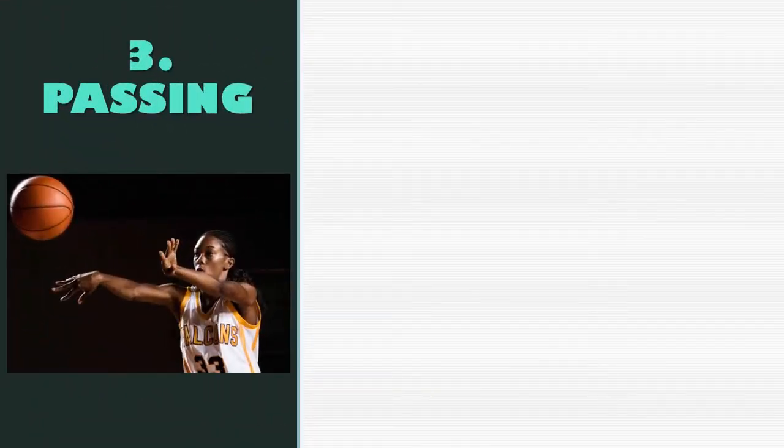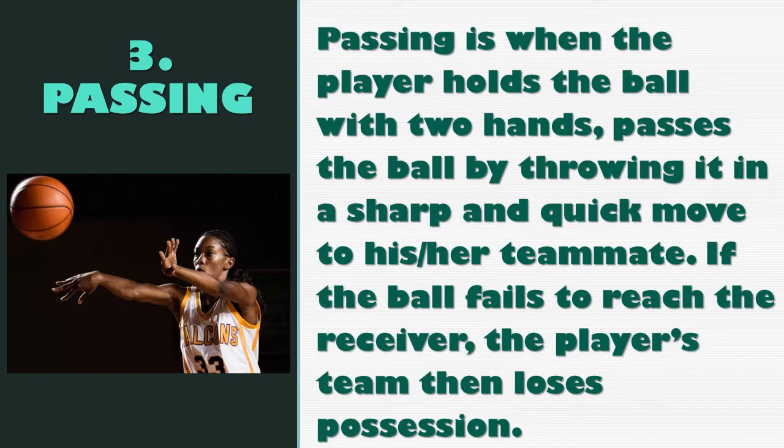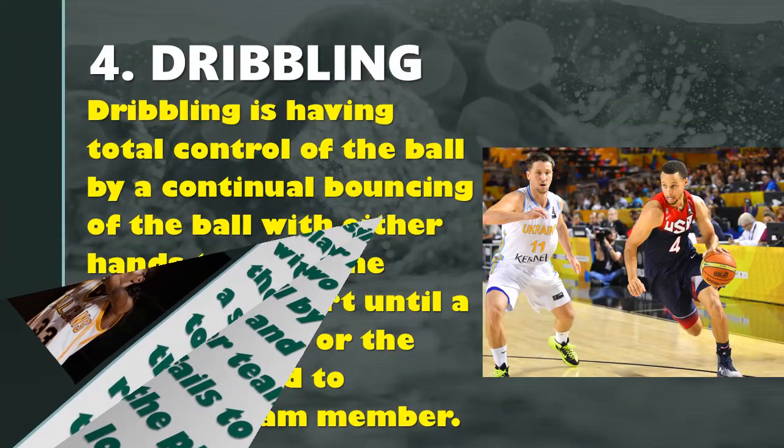So the next skill is passing. When we talk about passing, the player holds the ball with his two hands, passes the ball by throwing it in a sharp and quick move to his or her teammate. You have to be sharp and you have to be quick. That is why I said it's a fast game. If the ball fails to reach the receiver, that team will now lose the ball possession.